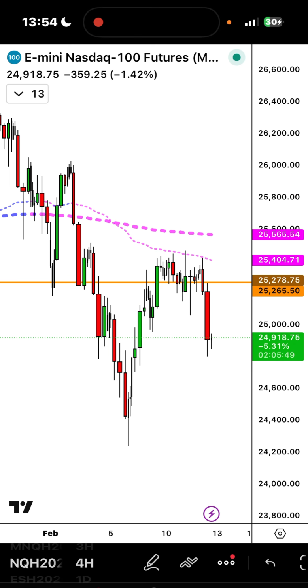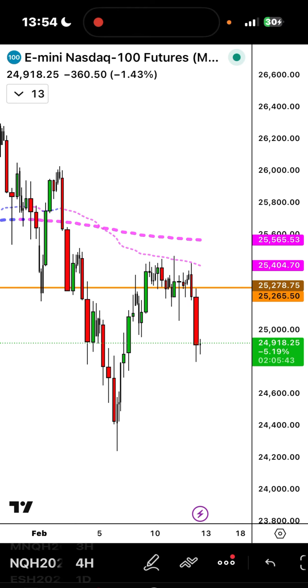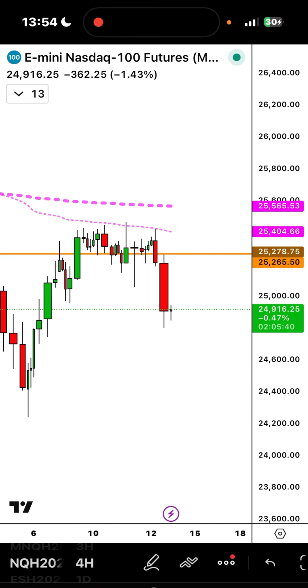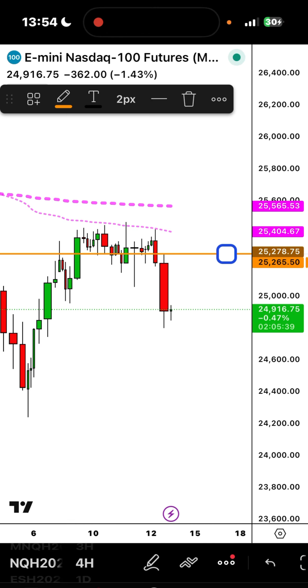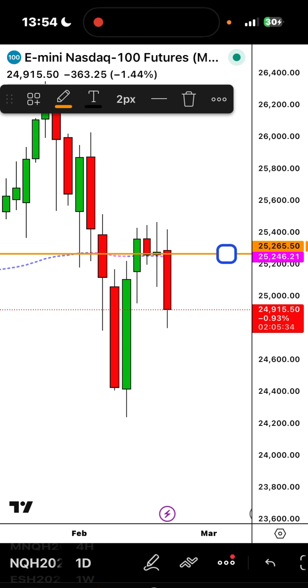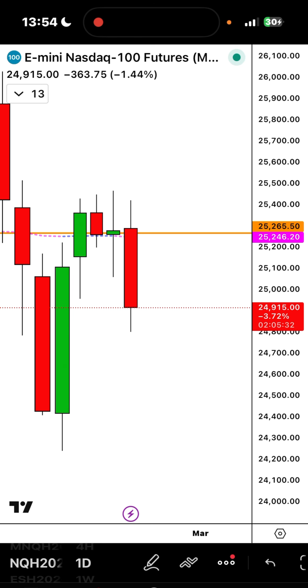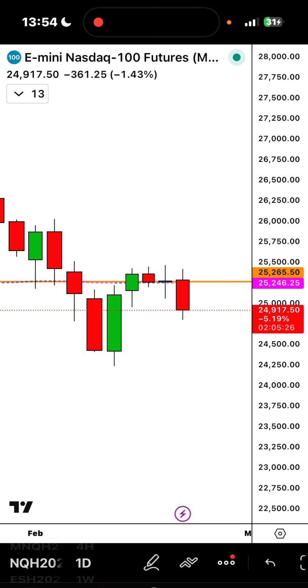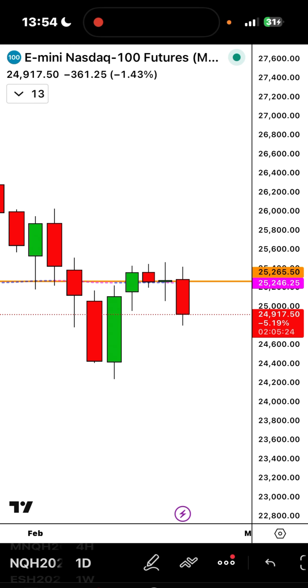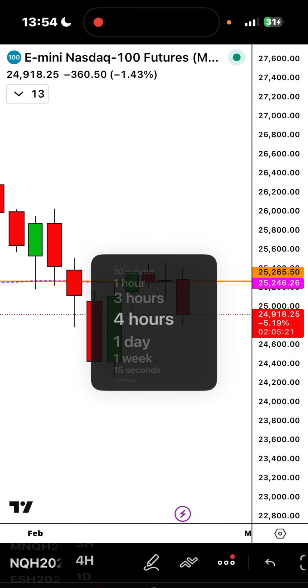The key now is to determine whether this push goes up or goes down. So let me see if I can see the daily. Let me remove this line first. This line we had put yesterday, I think it was the daily. We said if it passes that line, it means it's going to be a bearish day today. So we were talking about yesterday. If you watched the video yesterday, you'll see we talked about this move in that video. So the daily doesn't look that great, but let me go on.